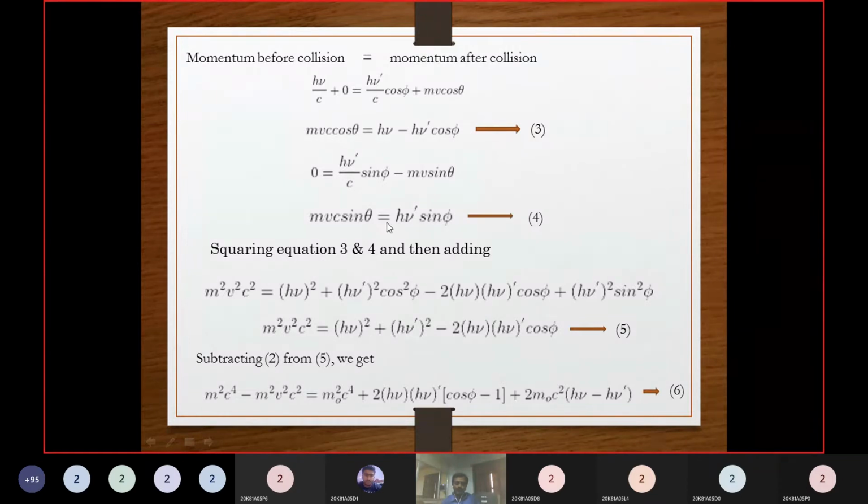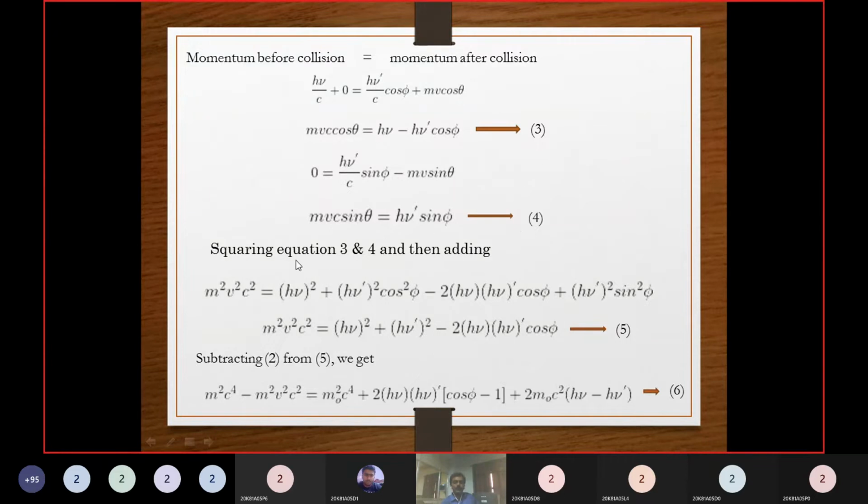Now bring this to this side, and c is here, so multiply with c on both sides. Here c will be cancelled. Now the resultant equation is mvc sin theta equal to h nu dash sin phi. Let us take this as equation 4.